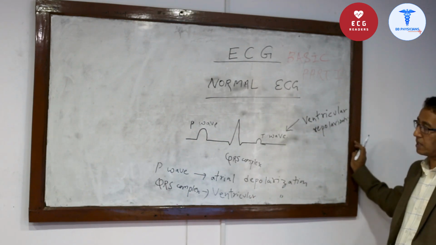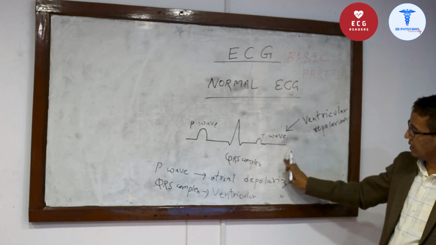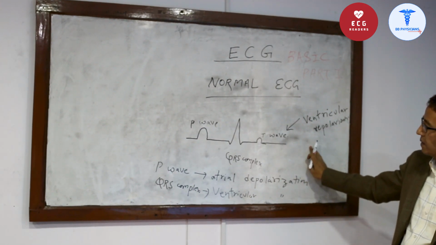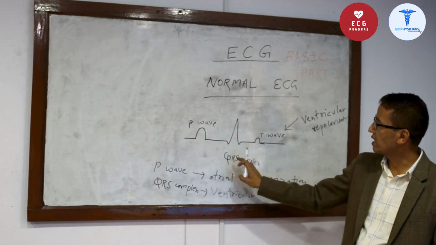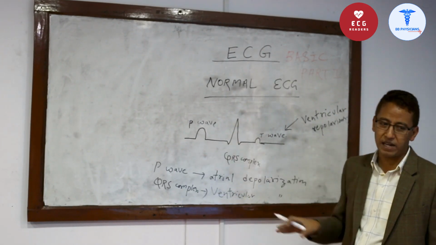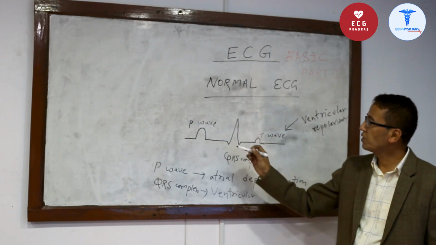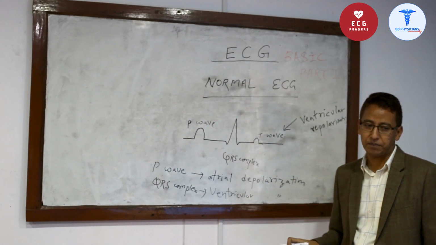A question may come up: atrial depolarization is there, so where has atrial repolarization gone? In the ECG we should remember that atrial repolarization is buried within the QRS complex. That is to say, atrial repolarization occurs at the same time as ventricular depolarization.